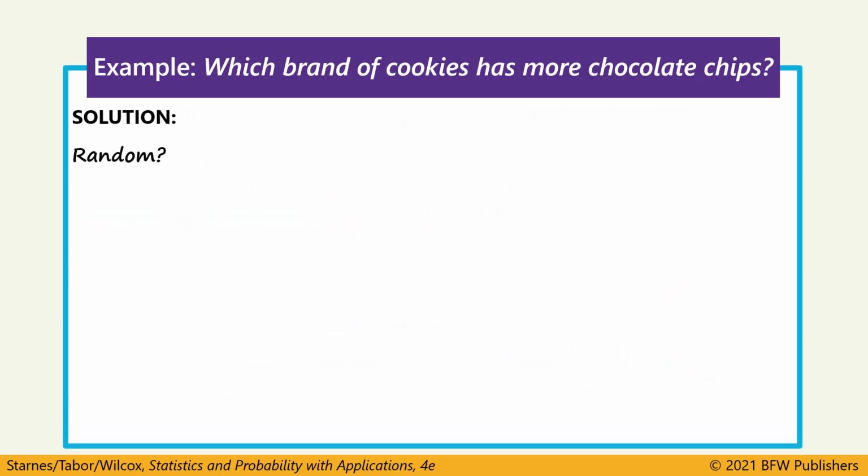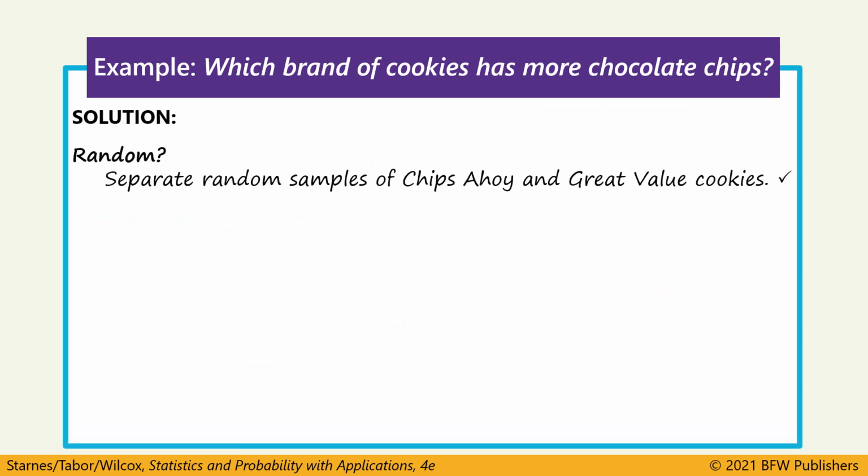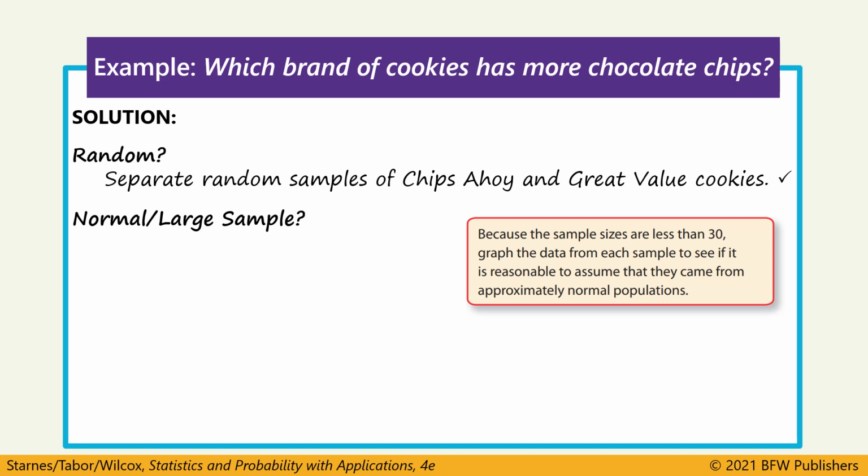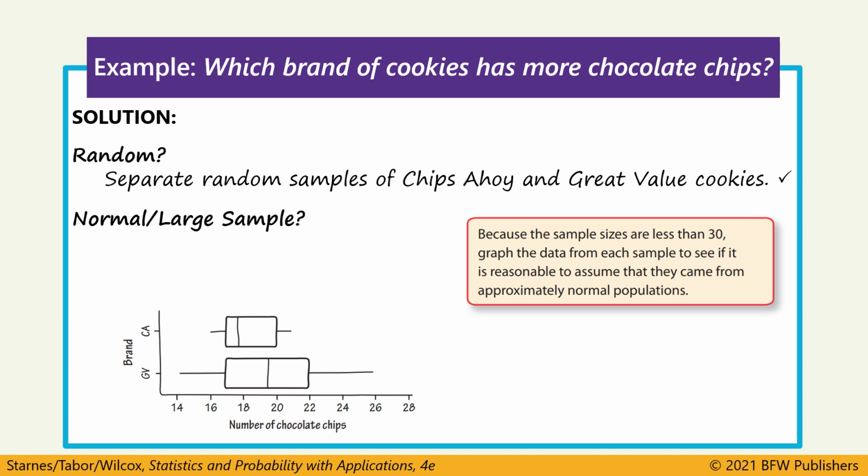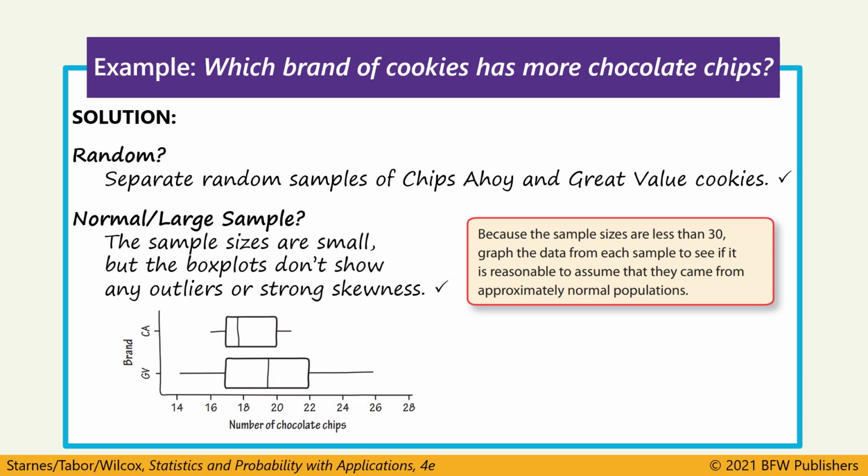So to start, we'll check our conditions. We have random samples of both Chips Ahoy and Great Value cookies. And as for the large enough sample, our sample size is not greater than 30, and it doesn't mention anything about the population distributions being approximately normal. So we're going to take that data that it gave us in the lists on the previous slide, and we'll make box plots out of those. We don't see any obvious skews or outliers, so because of that, we'll say this condition is met.